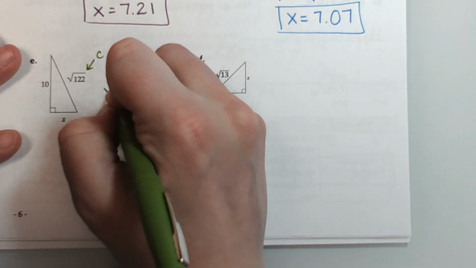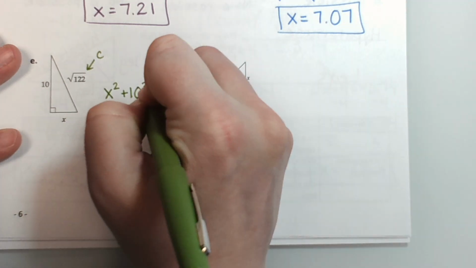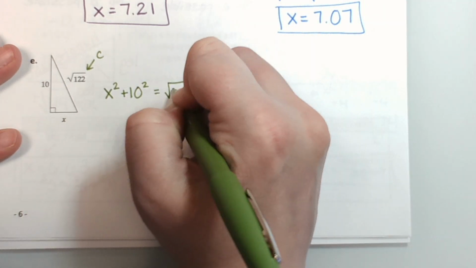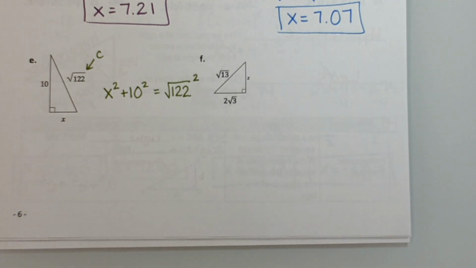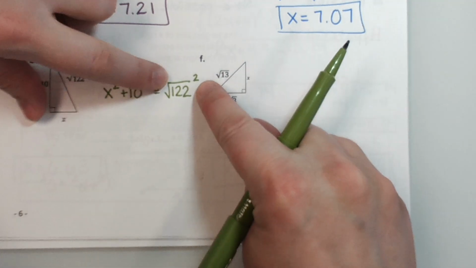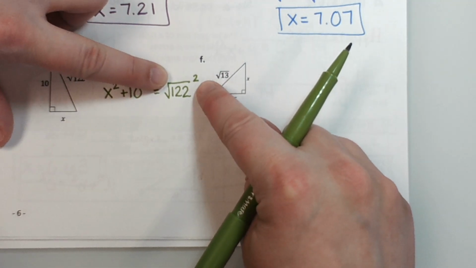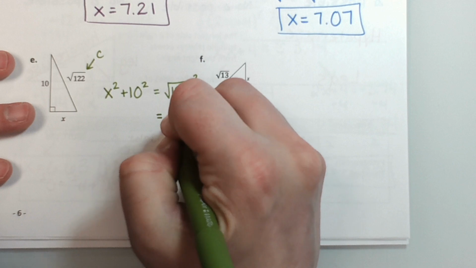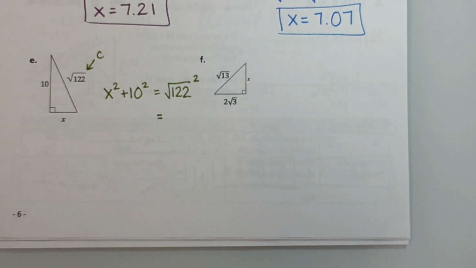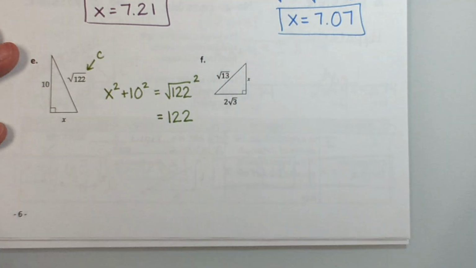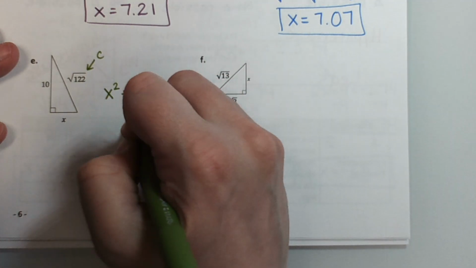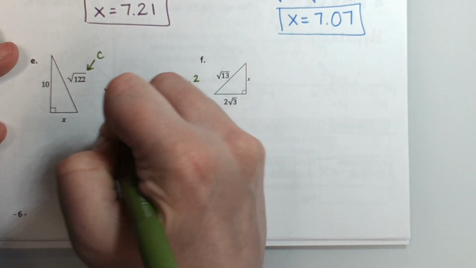I'm going to start with the x squared and then go to the 10 squared and equal to the square root of 122 squared. Now when it's just a single square root with nothing in front of it, what do squares and square roots do? Cancel each other out. Now you can type in the square root of 122 and then square it, and it'll just tell you it's 122. 10 squared is 100, by the way.